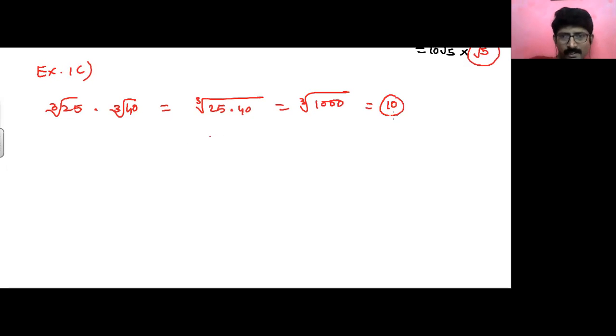Now if it's just 10, this belongs to rational. So this full number is not irrational. So this is not a surd. This is not a surd, isn't it? I hope you understood why this is not a surd. Okay, that was example number one.